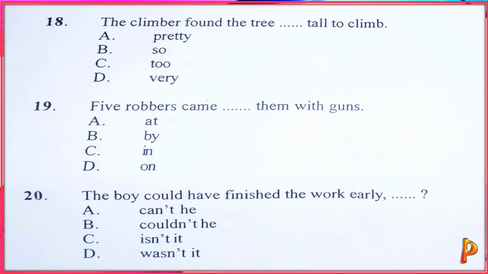Question 20. The boy could have finished the work early, dash? A. Can't he? B. Couldn't he? C. Isn't it? D. Wasn't it? The correct answer to this question is answer space B. The boy could have finished the work early. Couldn't he?